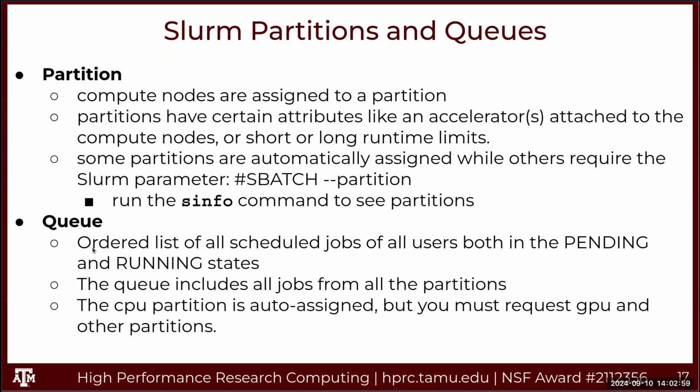All right, so a queue, this is a list of scheduled jobs. The jobs can be in a pending state, they can be in a running state. They will be in a completed state for just a few seconds. So you'll rarely see the completed state in the queue. This is the queue. It includes all the jobs from all the users and all the partitions. You can narrow it down and see just a specific queue. CPU queues is auto assigned. We went over that, but you must specify the GPU.